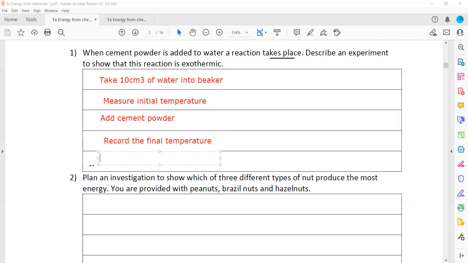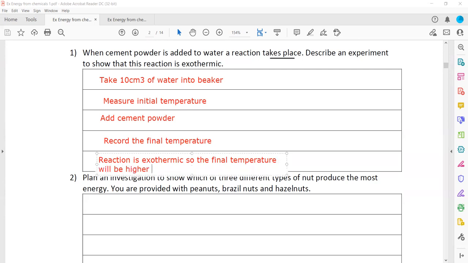So if the reaction is exothermic, the final temperature will be higher than the initial temperature. Because the reaction is exothermic, that is, it is releasing energy when we add cement powder to water. So the water temperature will increase.